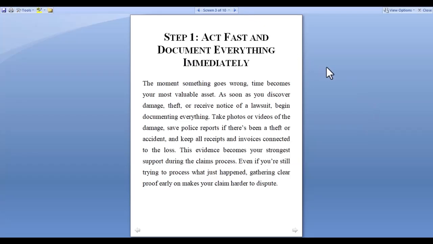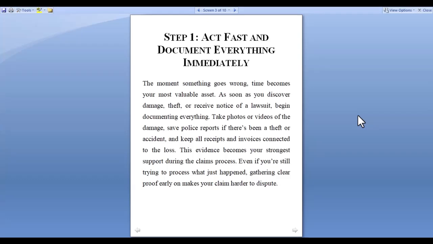So step 1 here says, act fast and document everything immediately. The moment something goes wrong, time becomes your most valuable asset. As soon as you discover damage, theft, or receive notice of a lawsuit, begin documenting everything. Take photos or videos of the damage. Save police reports if there has been a theft or accident, and keep all receipts and invoices connected to the loss. This evidence becomes your strongest support during the claims process.